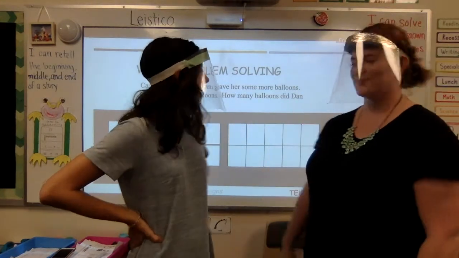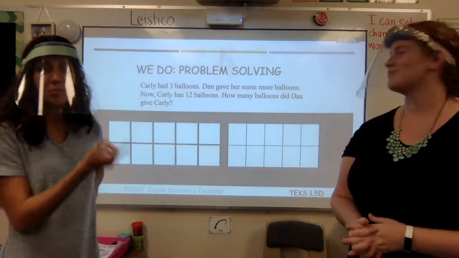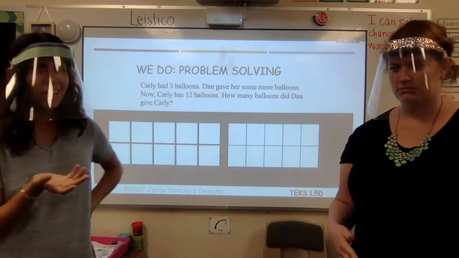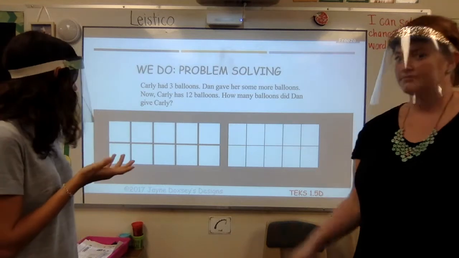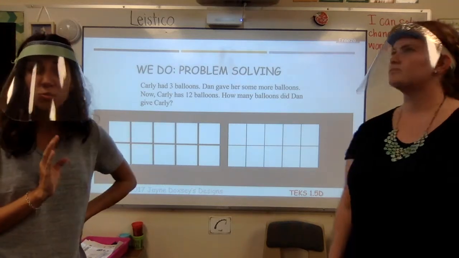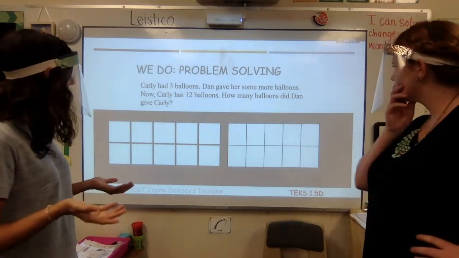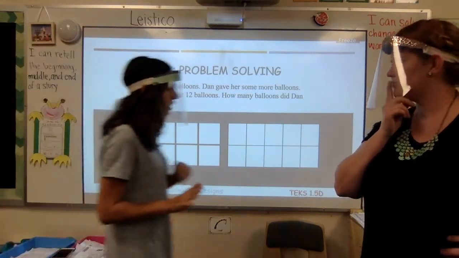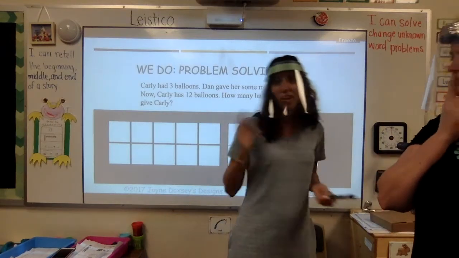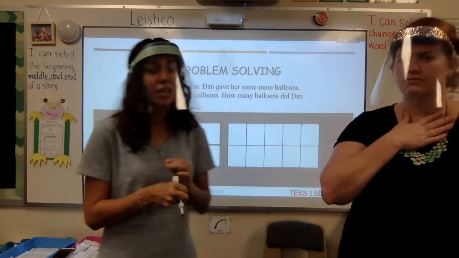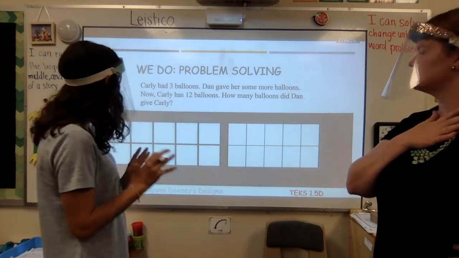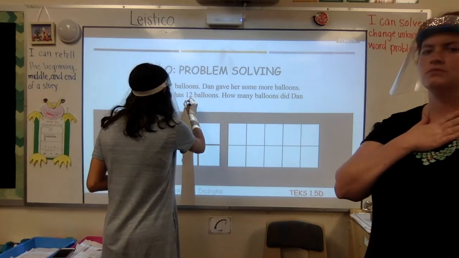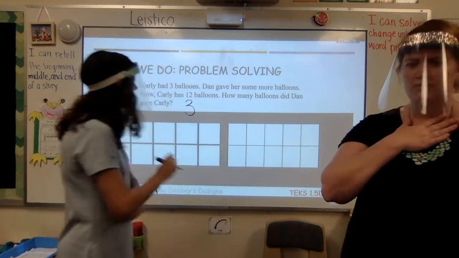All right, so our first word problem says, Carly had 3 balloons. Dan gave her some more balloons. Now Carly has 12 balloons. How many balloons did Dan give Carly? So to start off this problem and making sure I understand all of the parts, I'm going to write down my number sentence. So it tells me that the start, Carly had 3 balloons. So I'm going to put down my 3 for her 3 balloons.